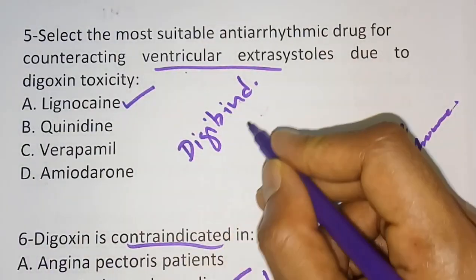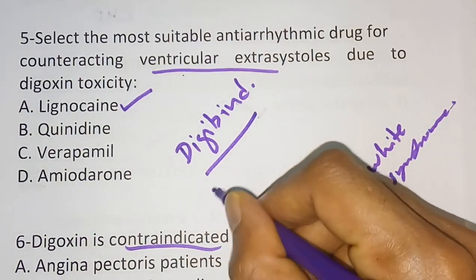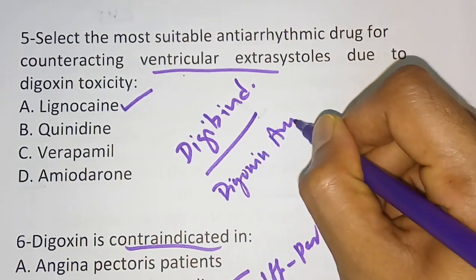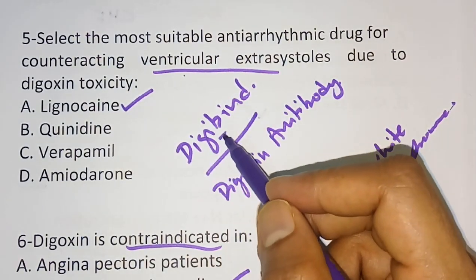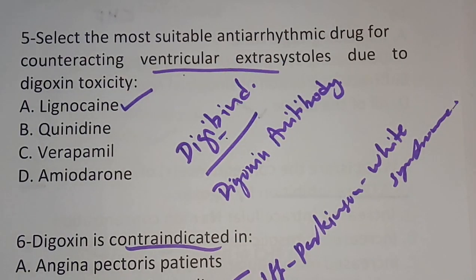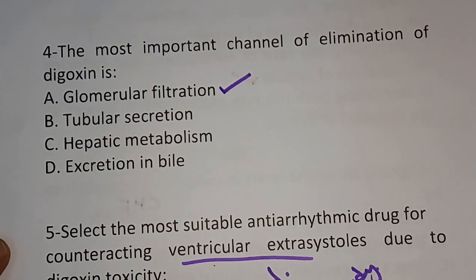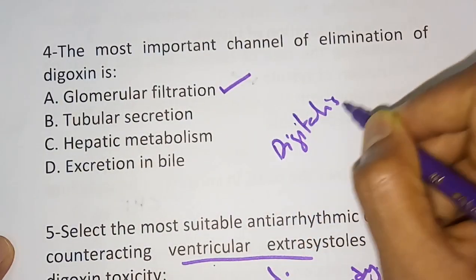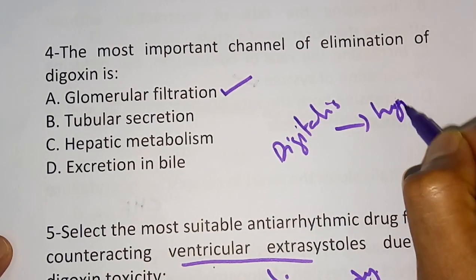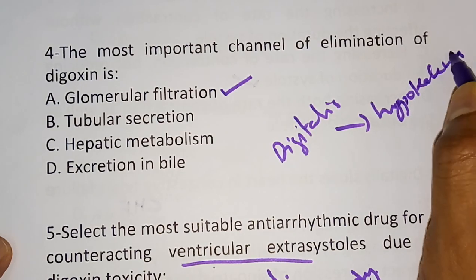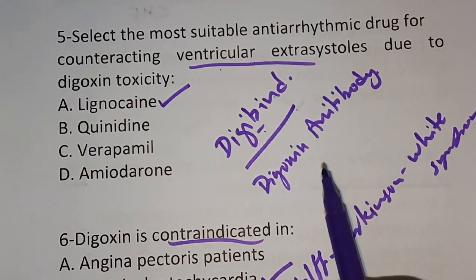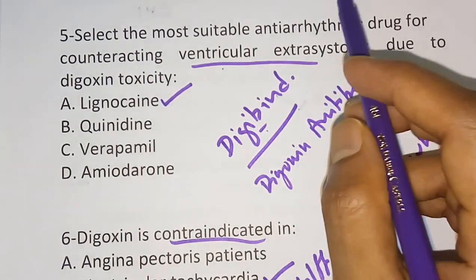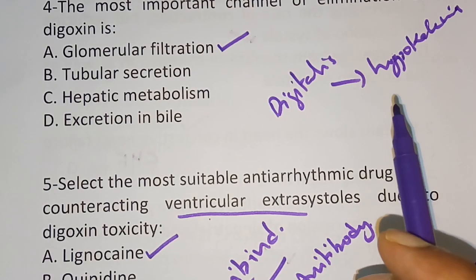So these are the important points. Digibind is known as a digoxin antibody. In case of digoxin toxicity, we can use this antibody, Digibind. Digitalis will cause diuresis. Another important point, digitalis will cause hypokalemia. That's why I said you have to use digoxin with precaution when there is hypokalemia. So digitalis causes hypokalemia.